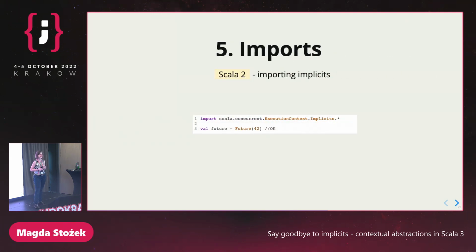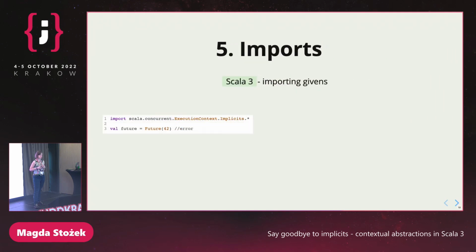And now let's say a bit about the dreaded imports. So generally in Scala 2, a code like this would work. So you just invoke the future with the body, you have some magic incantation, it works. In Scala 3, it doesn't compile anymore.